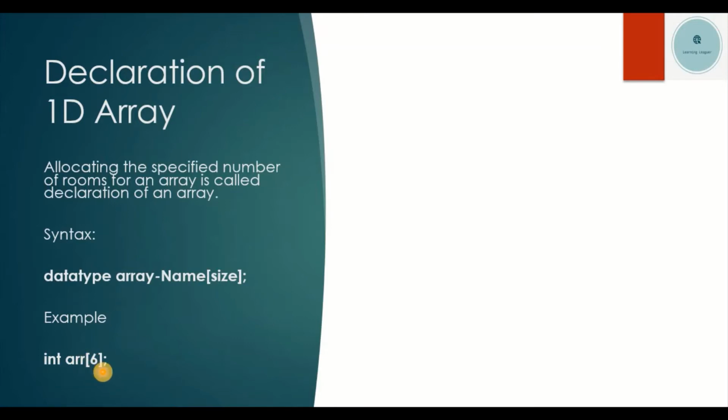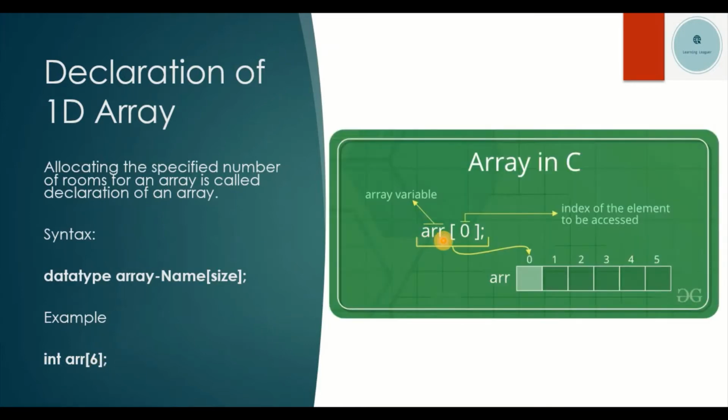Now how many subscripts are there? There is only one subscript. So which type of array is it? It is a one-dimensional array. If an array consists of multiple subscripts, it is called a multi-dimensional array. Now let us see its representation. ARR is the name of the array. When we write this, 6 memory rooms will be allocated. Every room will have a number called an index. This index will always start with 0.